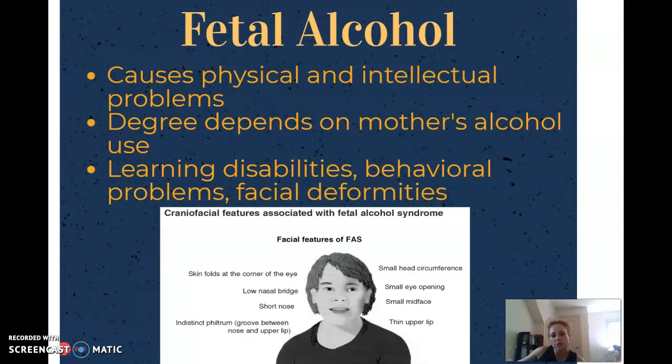Fetal alcohol syndrome is caused by a mother drinking alcohol during pregnancy, usually in large amounts. It causes physical and intellectual problems. So you may see some of these typical features of somebody who has fetal alcohol syndrome, where they have skin folds in the inner eyes, a low nasal bridge, so a flat, short nose. They may not have that groove between their upper lip and nose. Small mid-face, thin upper lip, small forehead. And unfortunately, they will have learning disabilities, maybe behavioral problems, and that is not something that we can cure.